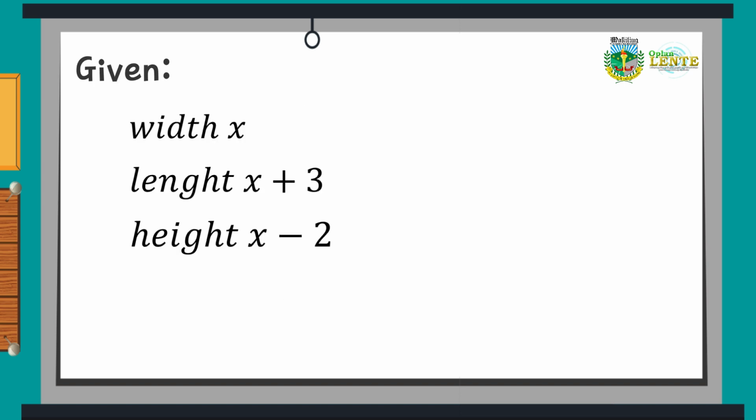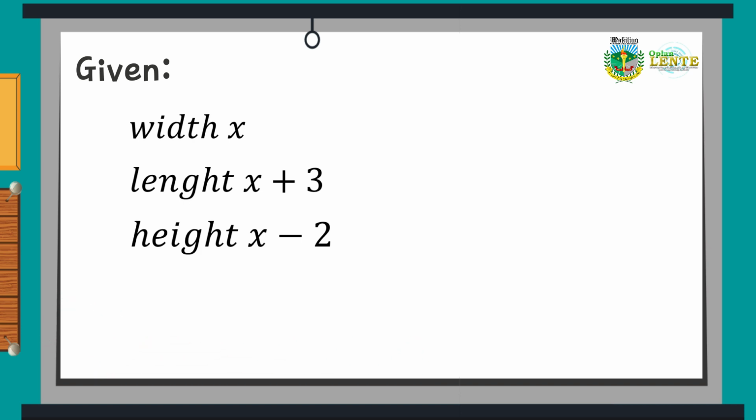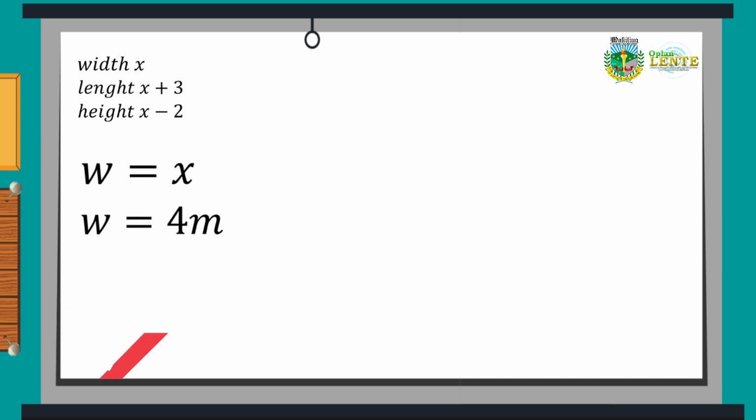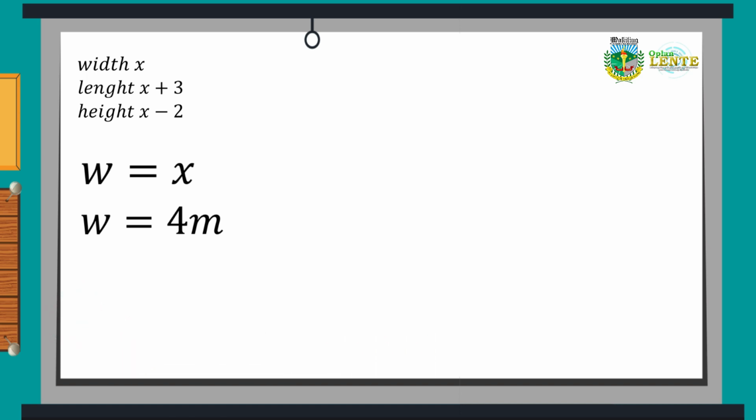Moving on, synthetic division gives a remainder of 0. So 4 meters is a solution or zero to the equation. So if x is 4, the width is 4 meters. Don't forget the unit since we are talking about measurement.